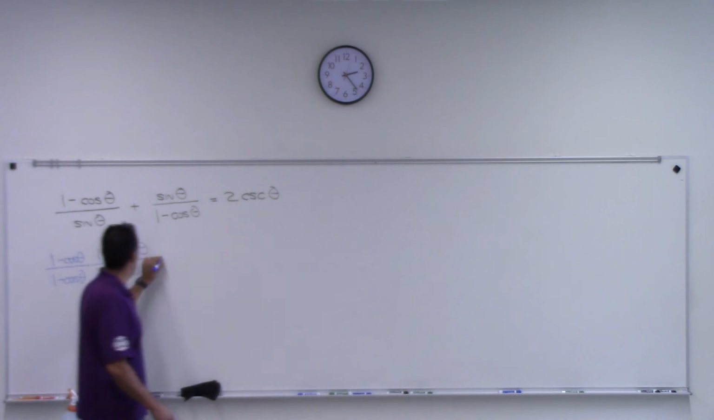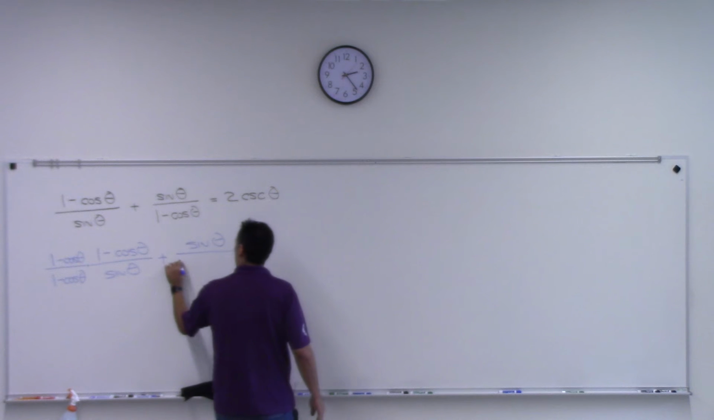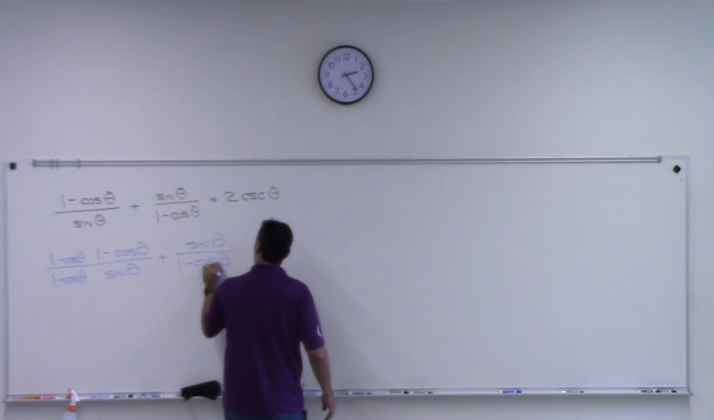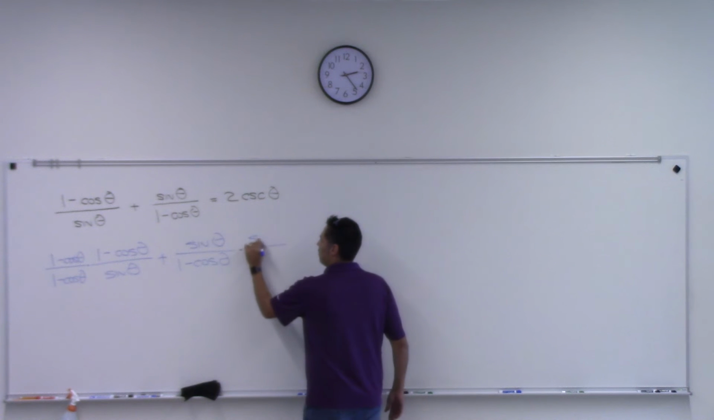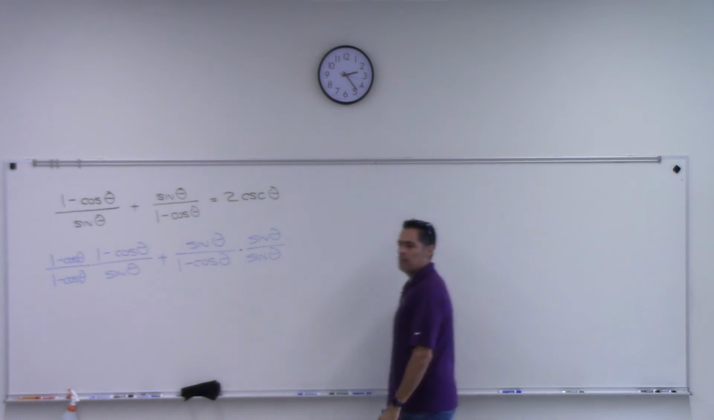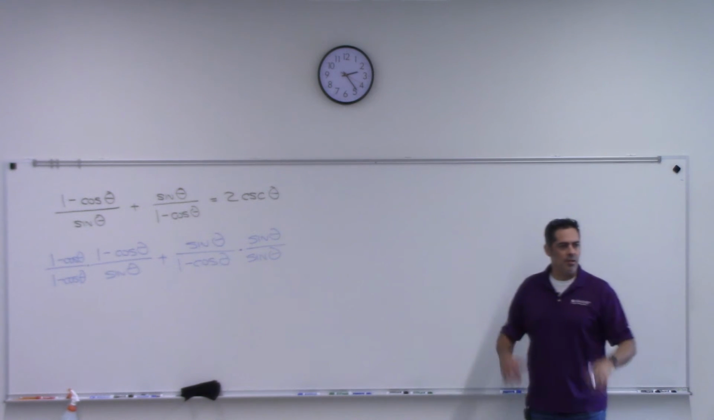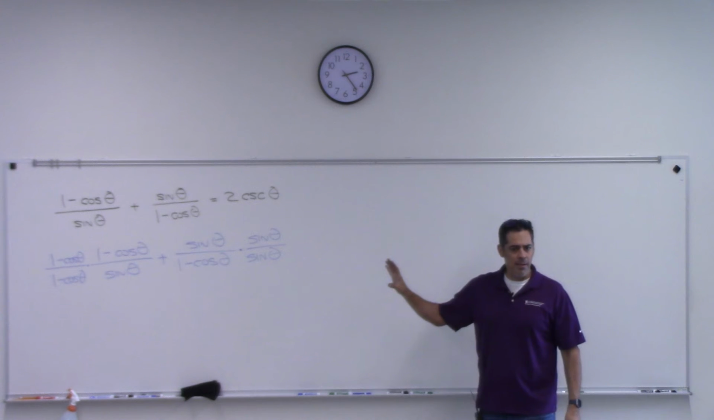All right, now plus, now this fraction, sine theta over 1 minus cosine theta, and I'm going to multiply the top and bottom of that fraction by sine theta. Top and bottom. And now I start multiplying this all together. Everyone understand? Just getting common denominator?